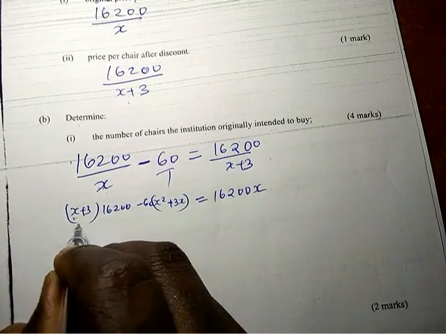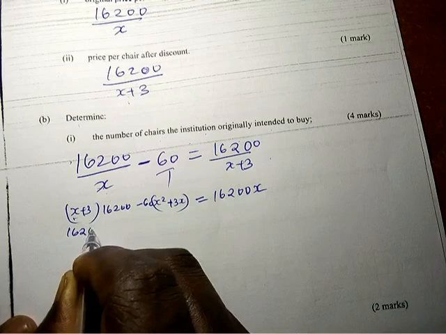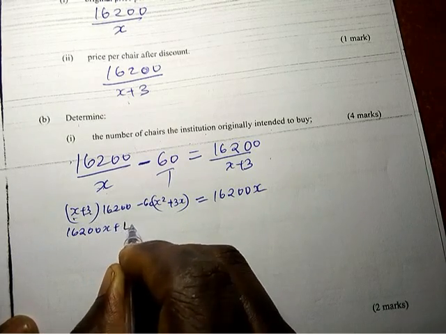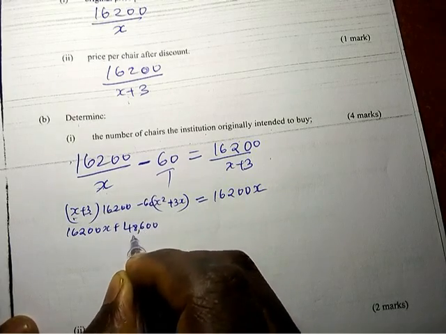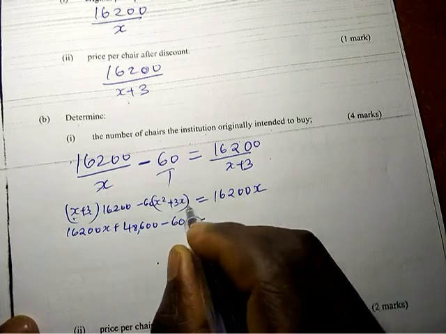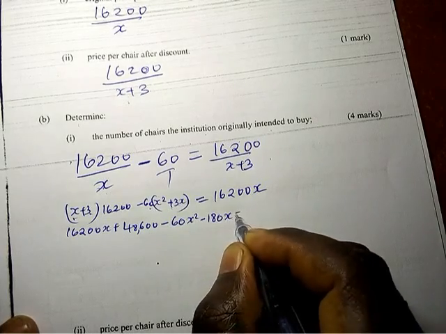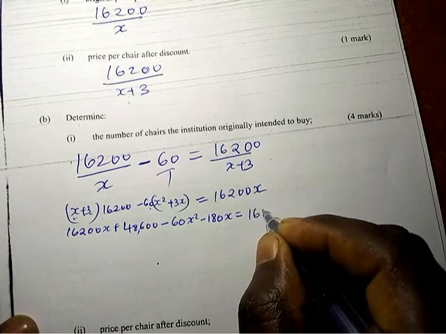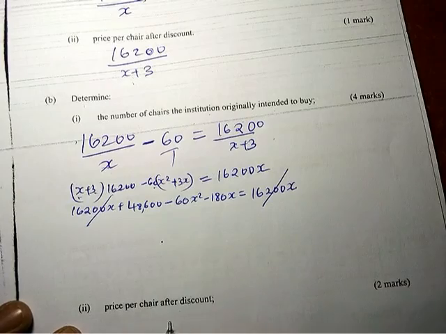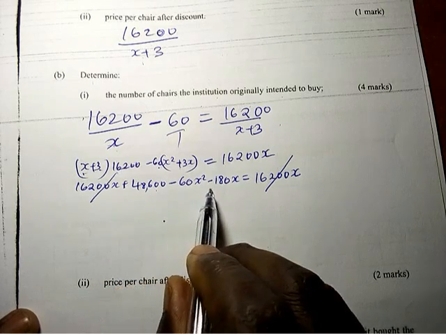If you open this one, we're going to have 16,200x plus this times 3, 48,600, minus 60x squared minus 180x is equal to 16,200x. This and that cancels out.